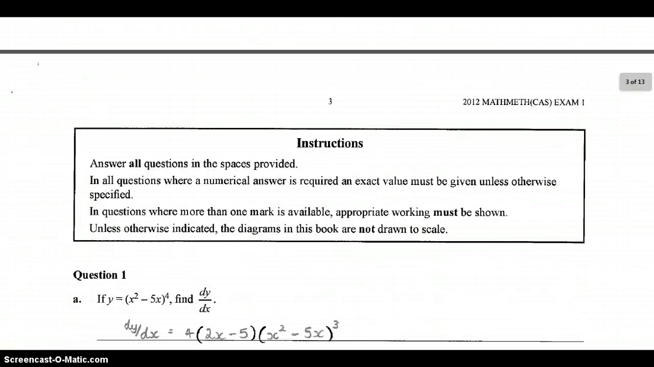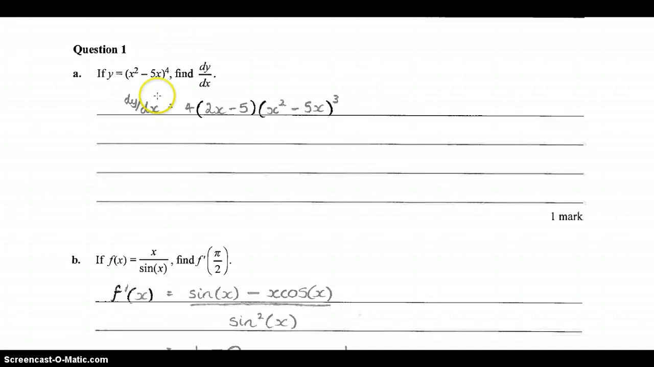Question 1 is a simple chain rule question. We've got x squared minus 5x all to the power of 4. Take the 4 out the front. Diff what's in the middle, you get 2x minus 5, and we have x squared minus 5x to the power of 3. So there you have it, 1 mark. You didn't need to write 8x minus 20, but you could have if you wanted. So I wouldn't expand it any further than that.